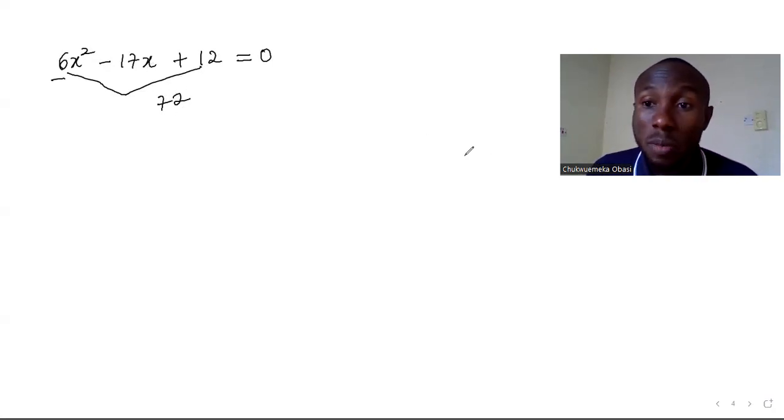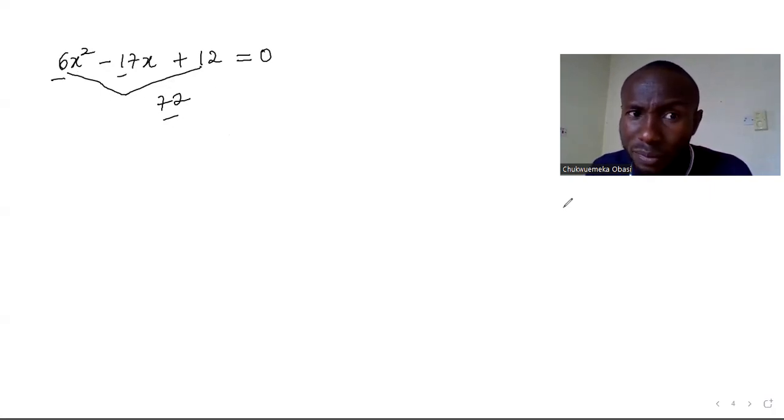Now we're still looking for two numbers such that when I multiply them, I'll get 72, and when I add them, I'll get negative 17. What could those two numbers be? I don't know, but let's start with 72 times 1, which will definitely give me 72. That one is fine, but when I add them, I won't get 17. It's really far from 17. That means I need to break down this 72.